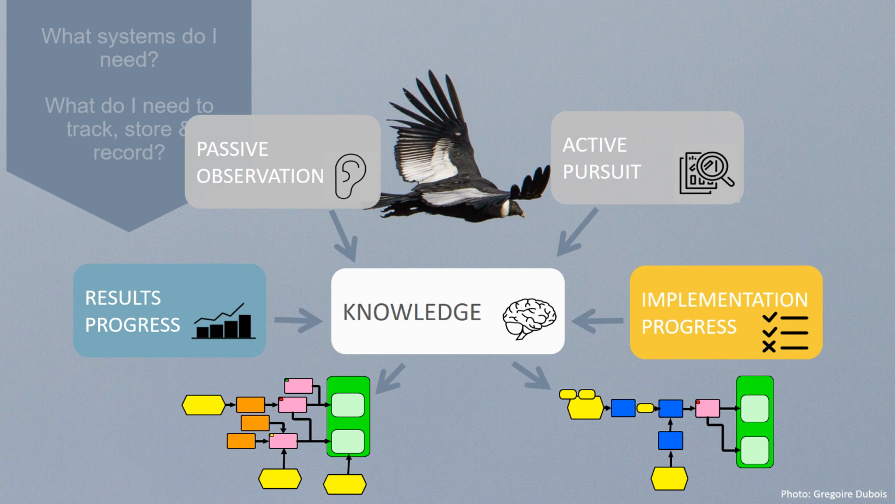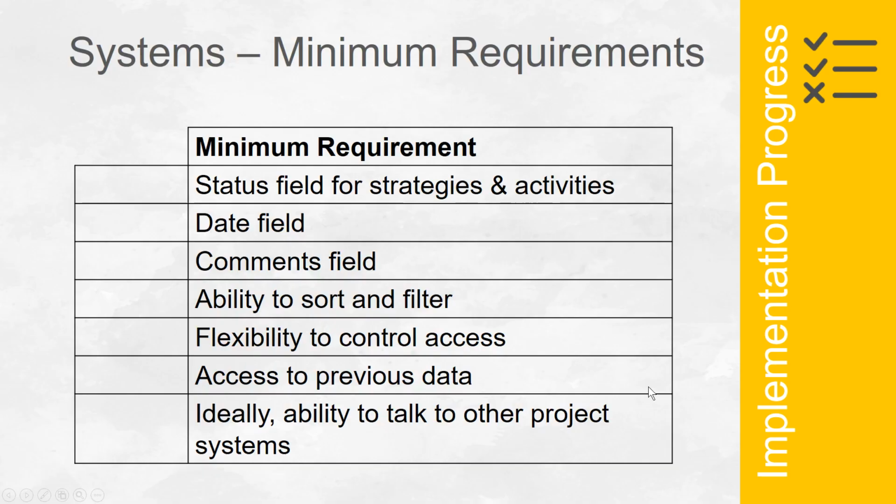So let's go back to this graphic as a reminder about the different systems you'll need, including systems to track progress on implementing strategies, progress toward achieving results, and any new information that you may collect. We'll talk about the requirements and some example systems for each of these in the following slides. Let's start with implementation progress.